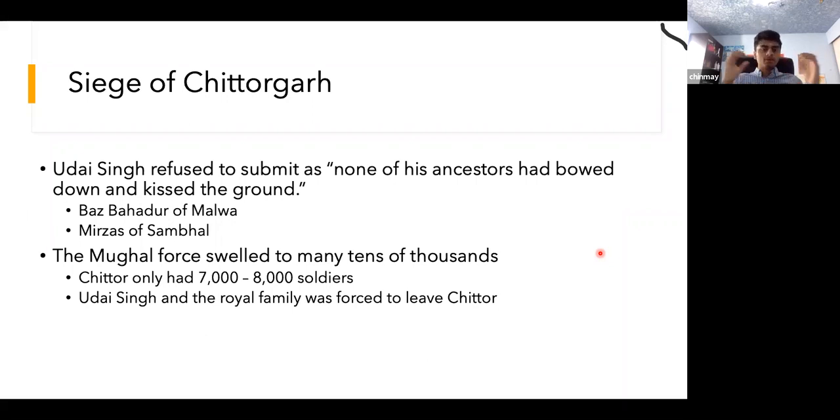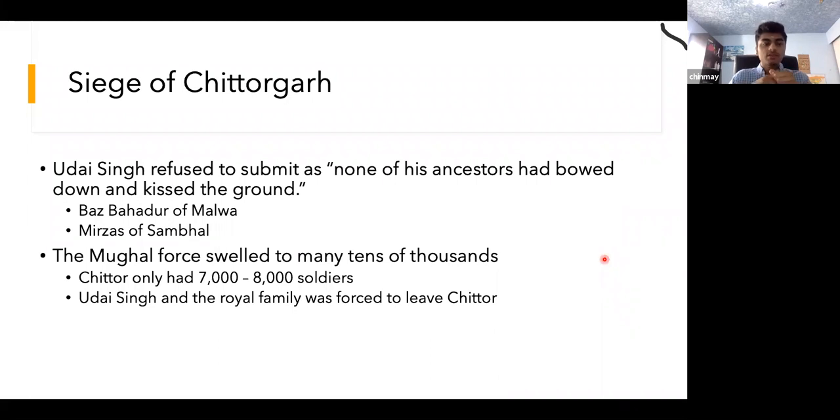So the Mughals came around Chittorgarh. Chittorgarh was a massive, huge fort, so the Mughal force had to swell to many tens of thousands. Historically, most historians of that time place the Mughal force at about 80,000 men. They had cannons and came fully prepared. Chittor only had 7,000 to 8,000 soldiers within its walls. As the siege continued, Uday Singh and the royal family were forced to escape and leave Chittor because the Mughal force was too large.